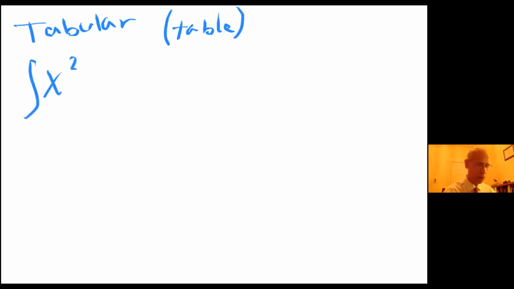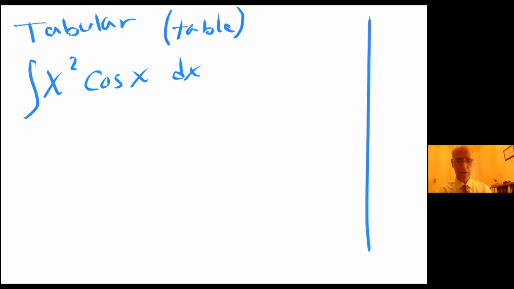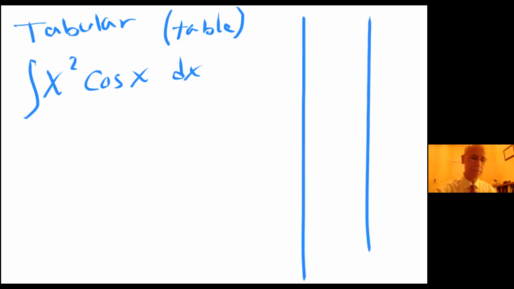First of all, it is called tabular because you are making a table. So let's have an example of that. Suppose I have the integral of x squared cosine of x dx. Well, this is one of those forms: x to the n times cosine of some form of x dx. So here is the table that we are going to be making, which is really simple.